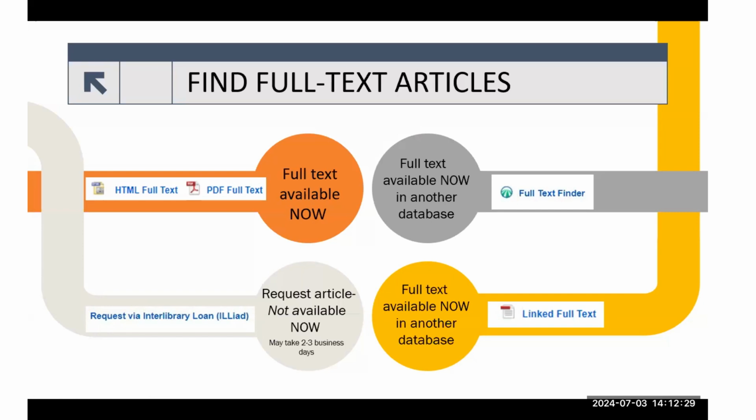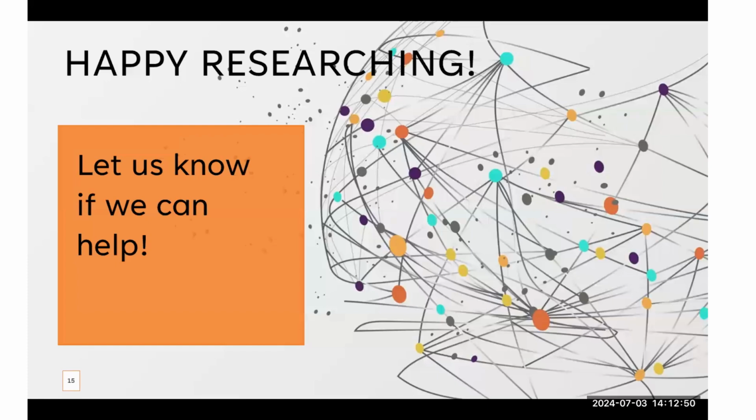If none of the library databases have the full text, select Request via Interlibrary Loan to open your Iliad account. Submit the form, and in 2 to 3 business days, we'll email you a link to the article in your account. Save it to your personal storage. That's searching in a nutshell.